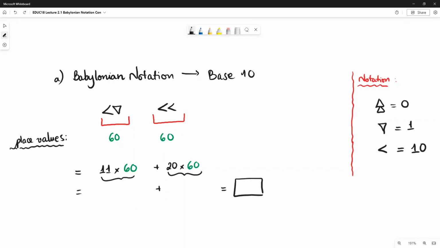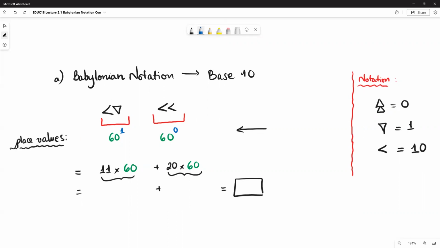For the first example, I would like to show you how to convert the Babylonian notation to a number in base 10. Just keep in mind, whenever we write out the Babylonian notation, we have to start from the right to the left. So whenever we have base 60, we have to write out the place values as 60 power 0, 60 power 1, and so on if we have more.